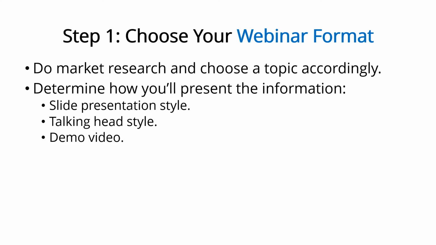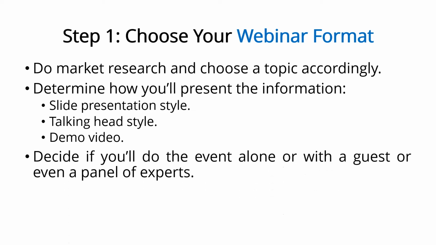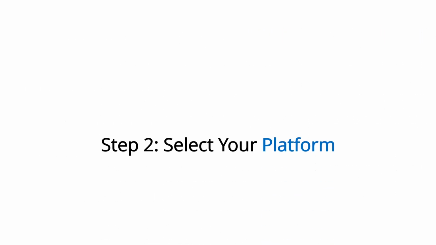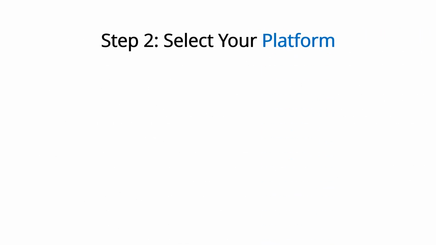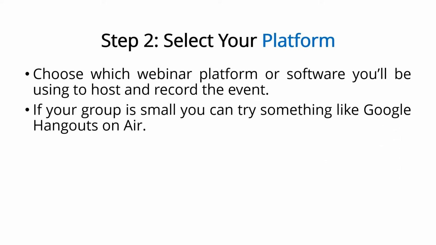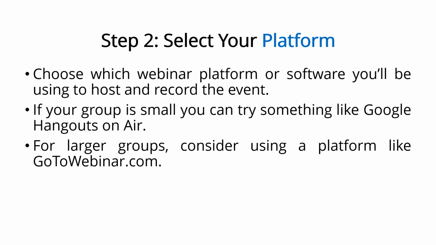You also have to decide if you're going to do this webinar alone, with another person, or perhaps even with a panel of experts. Getting a big name as a guest will help you draw more people to your webinar, plus the guest will usually help you promote. Next up, step 2 is to select your platform. What you're looking for is a webinar platform that allows you to record the event. If you're holding a small event with 10 people or less, such as a group coaching session, you might use Google Hangouts on Air. Otherwise, for larger groups, you'll need a bigger platform, such as gotowebinar.com or a similar platform.